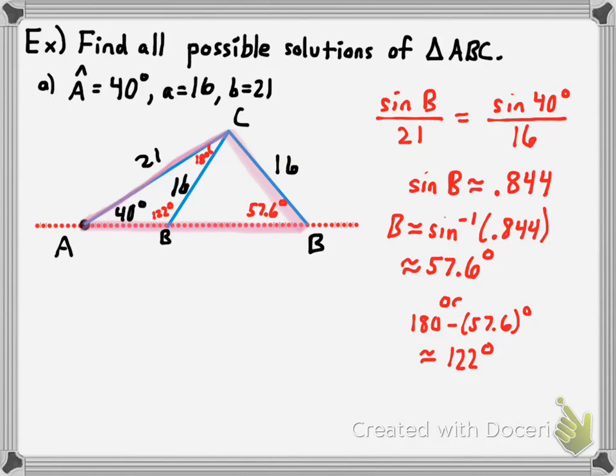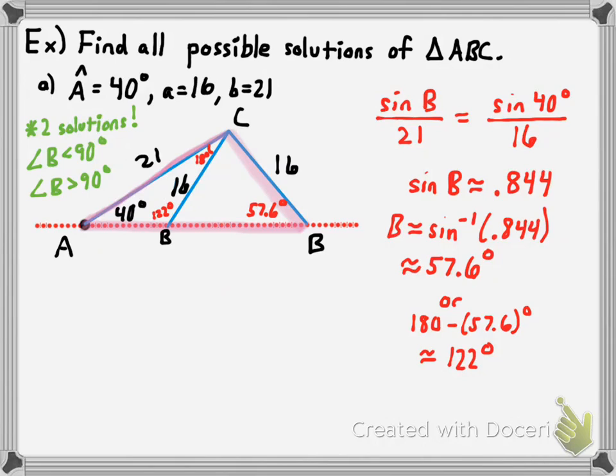Okay, so in this case, there are two possible solutions. One of them occurs when B is less than 90 degrees. The other one occurs when B is greater than 90 degrees. In other words, one acute and one obtuse solution.